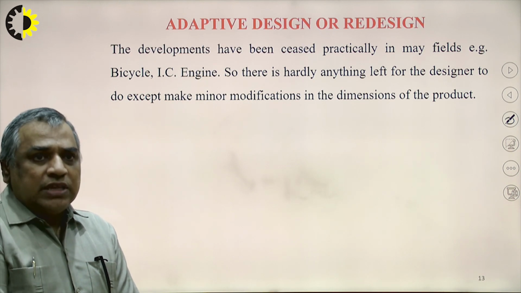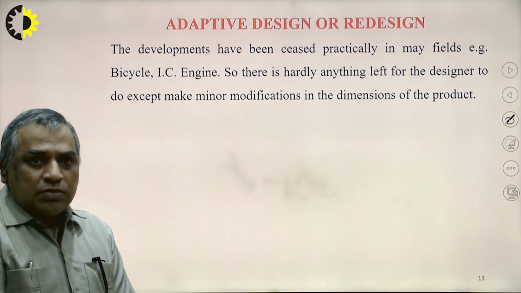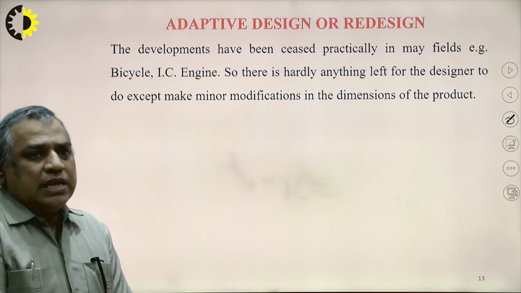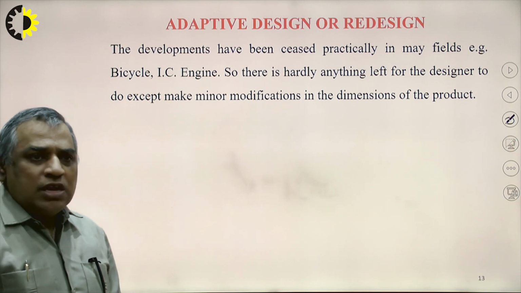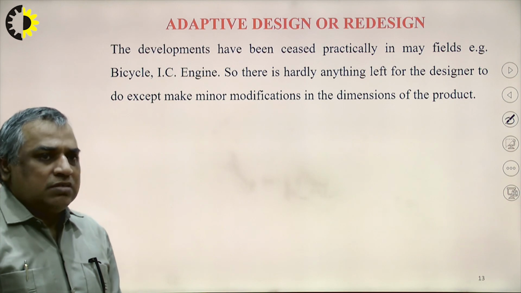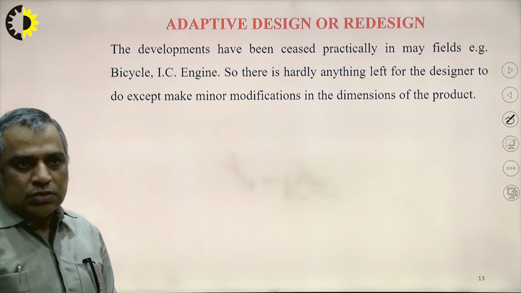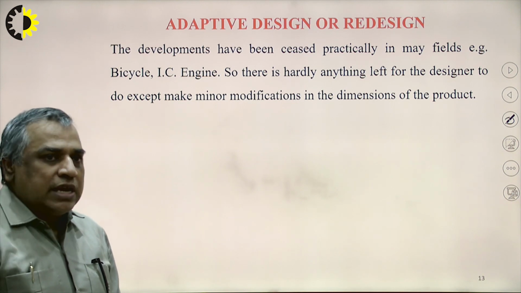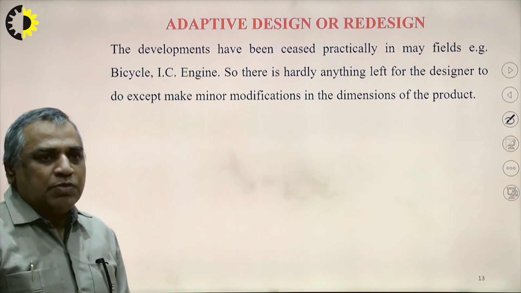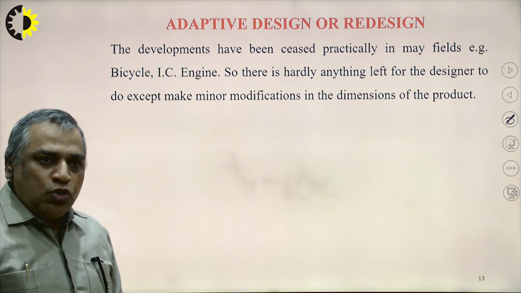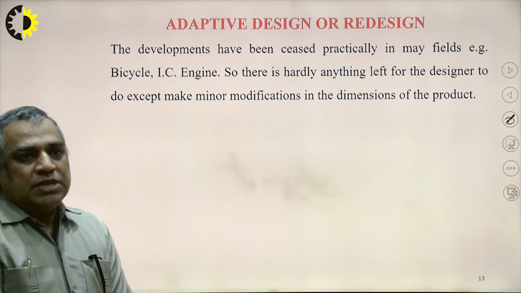So you can define the adaptive design or redesign like this: the developments have practically ceased in many fields. For example, bicycle, IC engine. There is a bicycle. You have only two wheels. If you add a third wheel, then it is a tricycle. If you use some engine with this, then it is a motorcycle. If we use a fourth wheel, then this is a four wheeler. In the IC engine, the same slider crank mechanism, then cylinder piston arrangement, then fuel is there, ignition is there, and then the slider crank mechanism will work. So this is the basic principle of the IC engine.